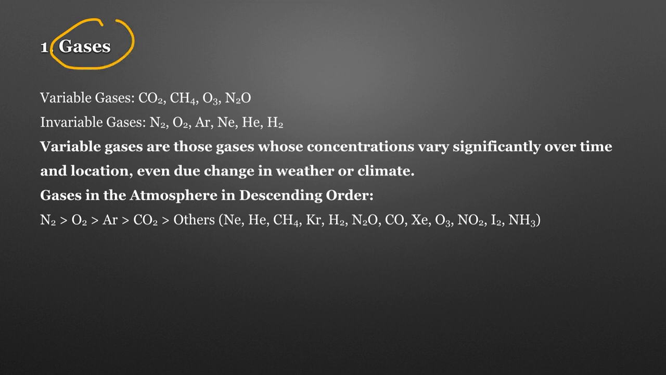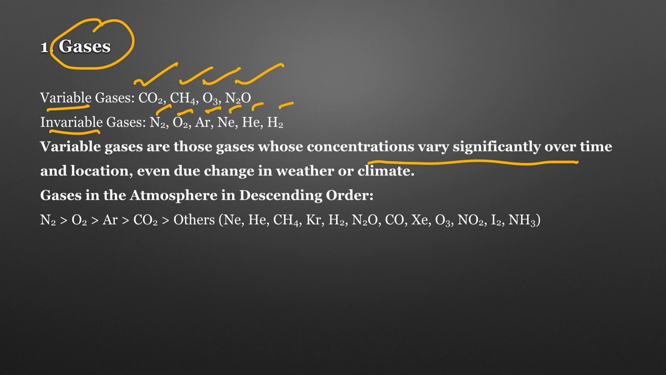Gases are of two types: variable gases and invariable gases. Variable gases are the gases whose concentration varies significantly over time and location, even due to change in weather or climate. So, carbon dioxide, methane, ozone, nitrous oxide, these are variable gases. Invariable gases are nitrogen, oxygen, argon, neon, helium and hydrogen.